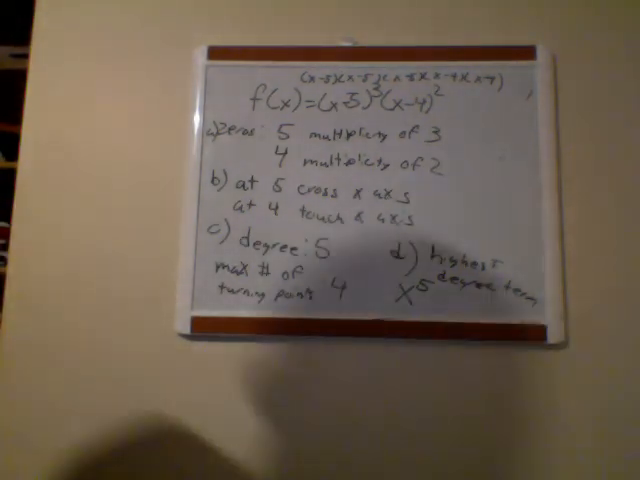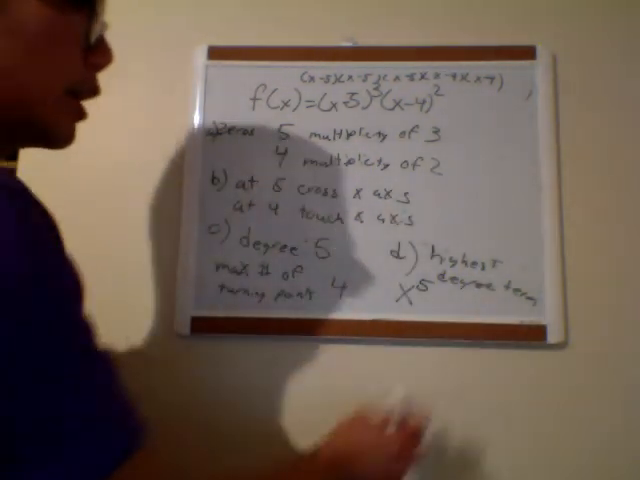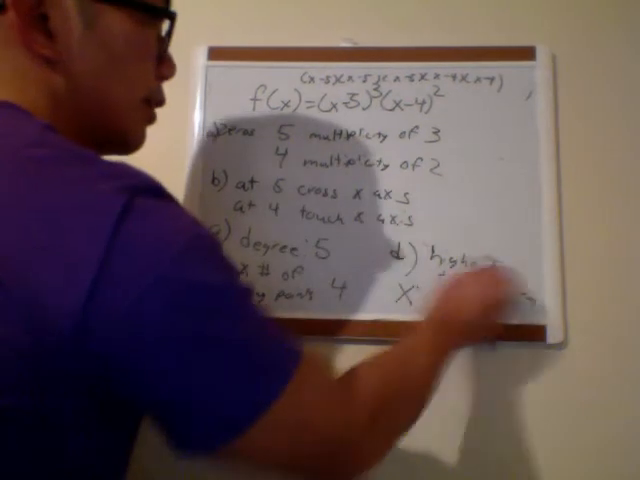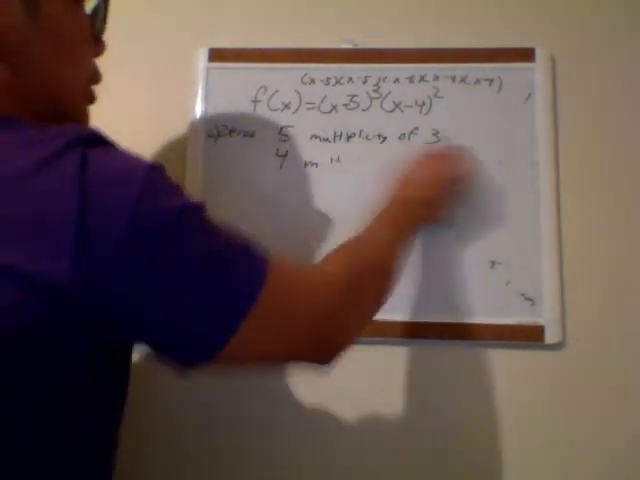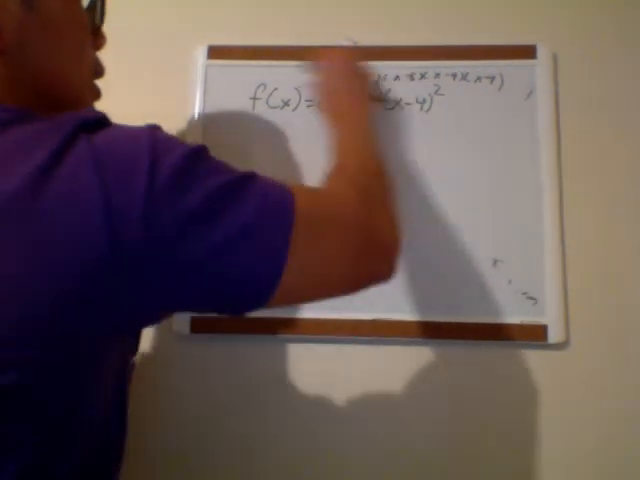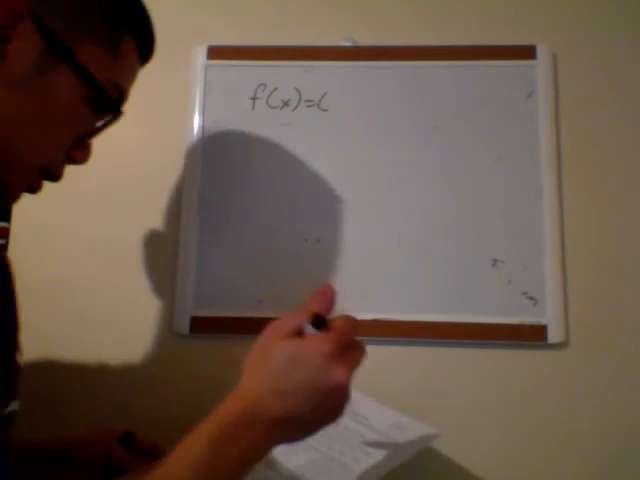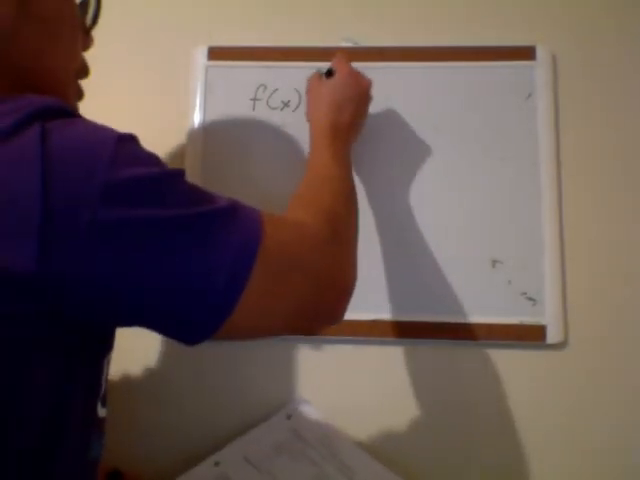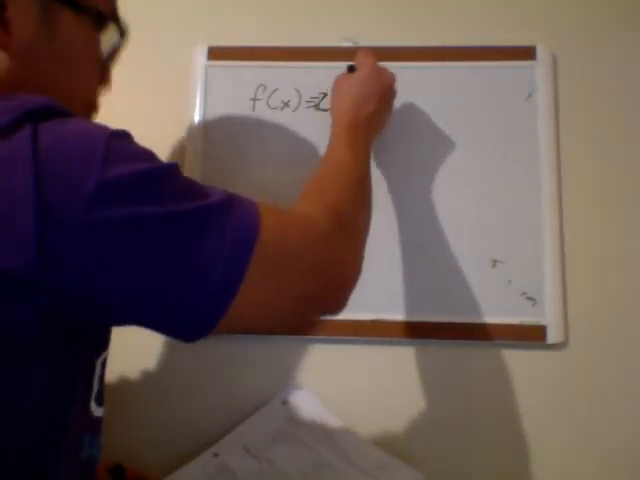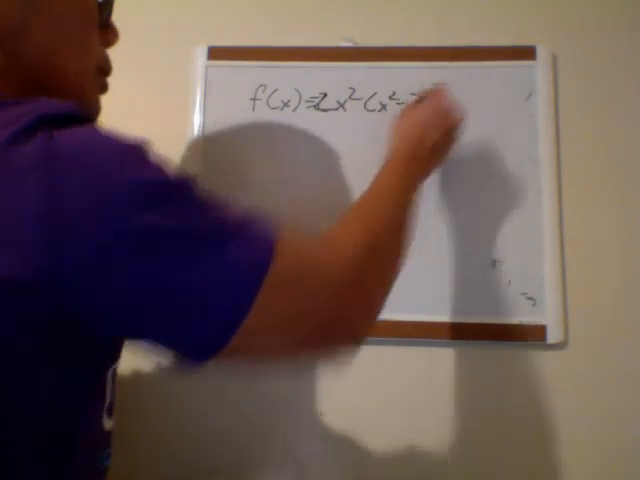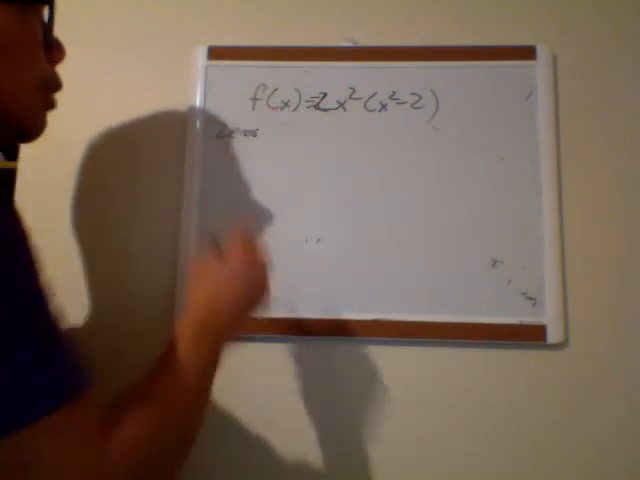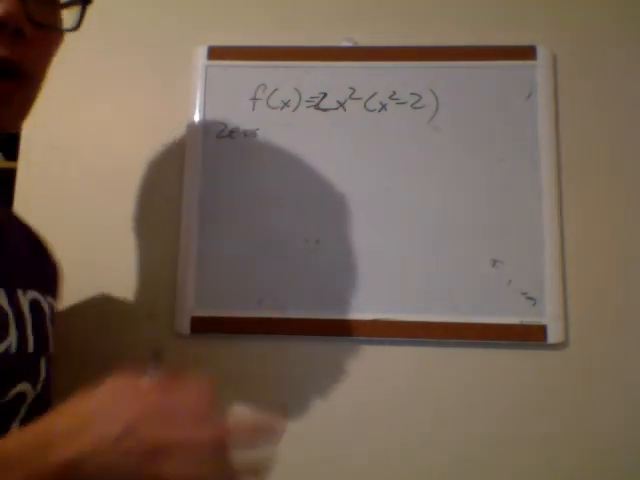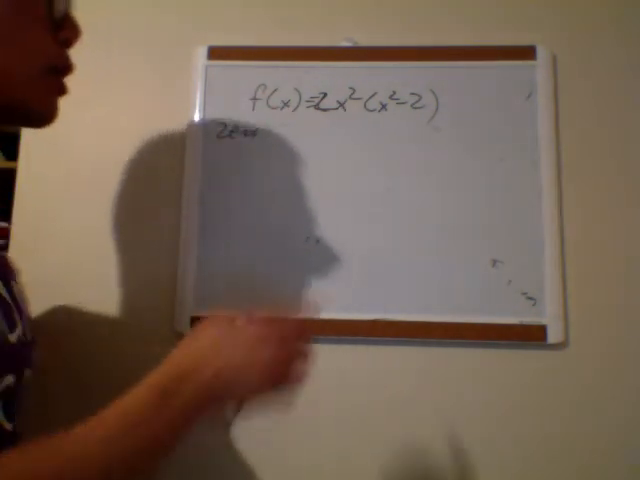Now, number 4, we are going to do the same thing with a different function. So number 4, now I have negative 2x squared times x squared minus 2. Now my zeros, you actually have 3 of them. A lot of you saw 1 and didn't know about the other 2.